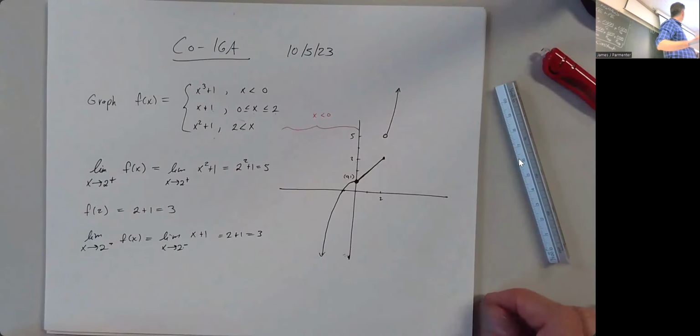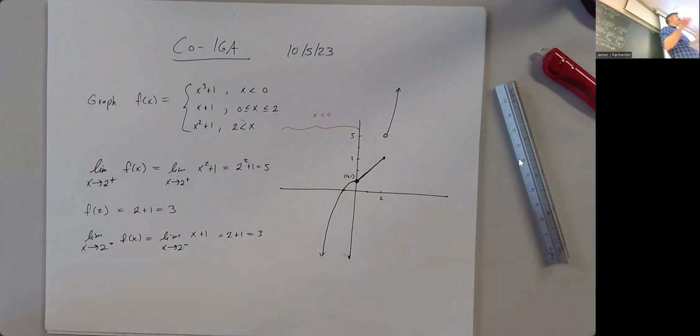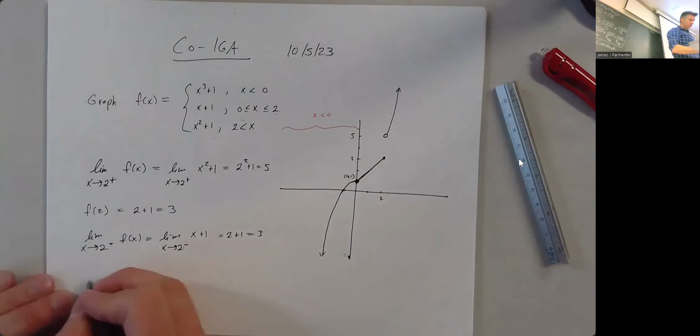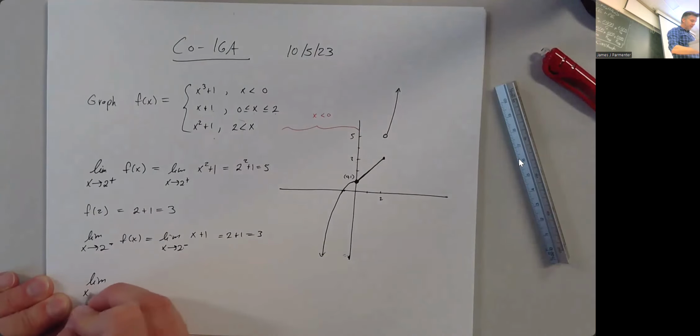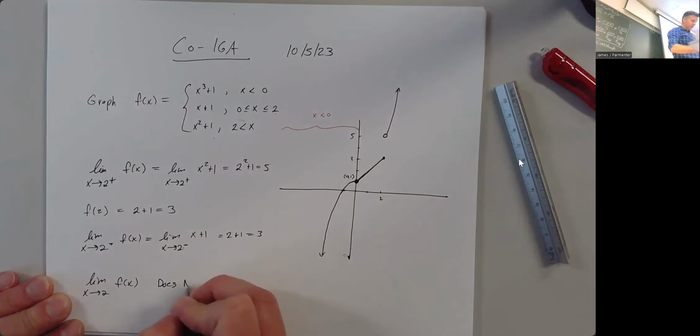Okay, so now for the bigger deal. The limit as x approaches 2 overall doesn't exist. If the left-hand limit and the right-hand limit don't go towards the same y value, the limit doesn't exist. For the limit to exist, both sides have to be getting closer and closer to the same number. So we would say that the limit as x approaches 2 of f of x does not exist, which you can totally abbreviate as DNE.